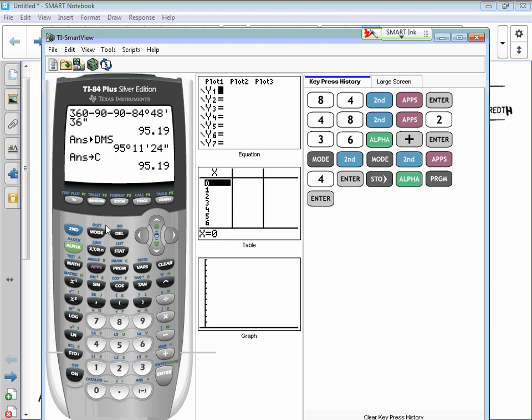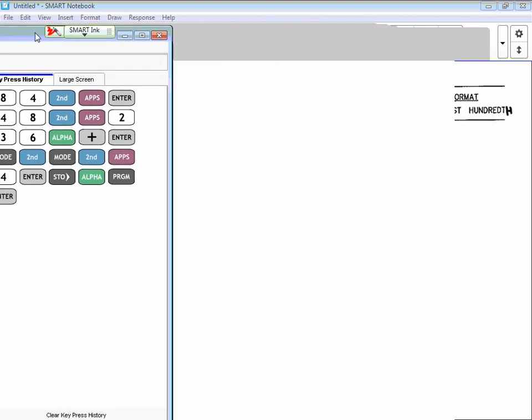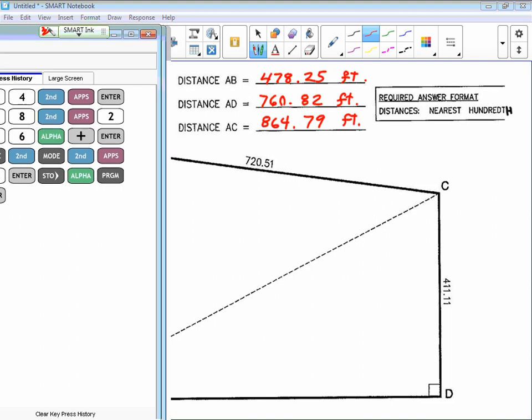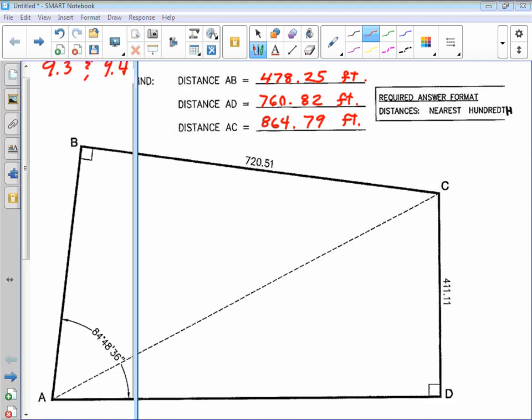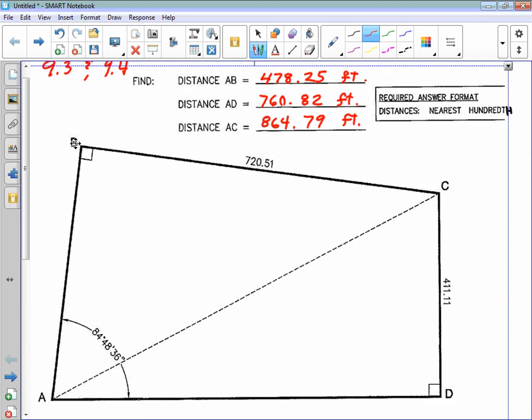Okay, so now let's push the calculator over to the other side. And what in the wide world of sports is going on here? That's better. So now we know this angle here is 95.19 degrees. And that's going to help us a lot.